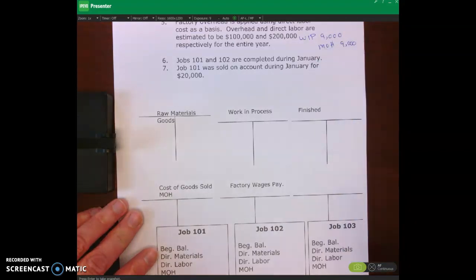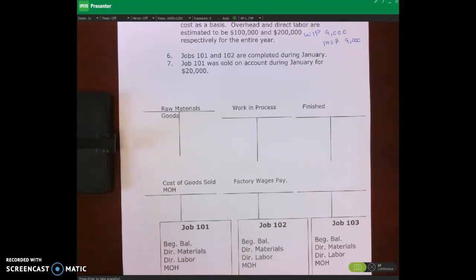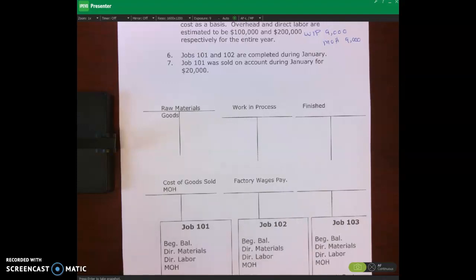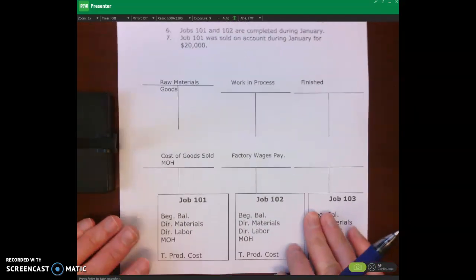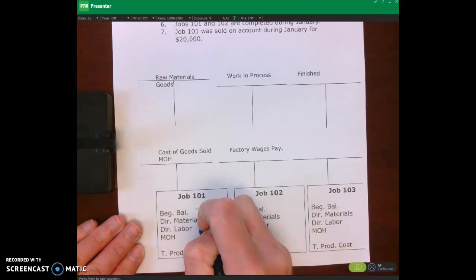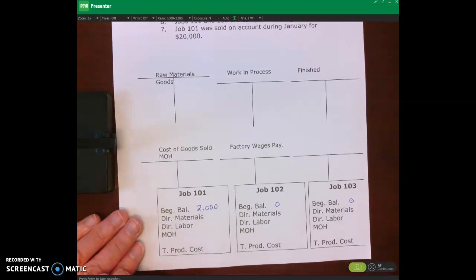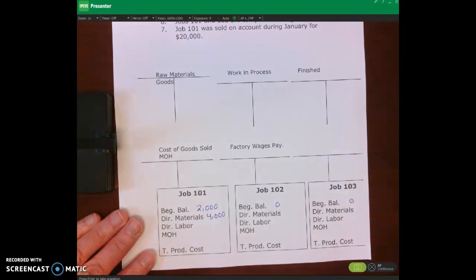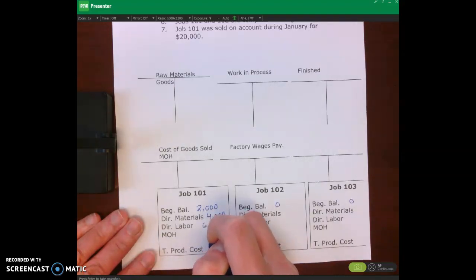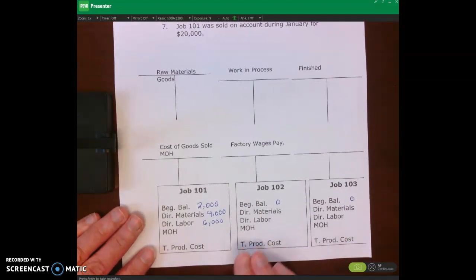So if we look at the prior page, it says that there is a beginning balance in work in process for job 101 equal to $2,000. Right there, equal to $2,000. And that's the only one. So I'm going to put down $2,000 work in process, 0. We were not told that there's any, so we just assume 0. And then looking at the prior page, you would see that job 101 had $4,000 worth of direct materials, $6,000 worth of direct labor.